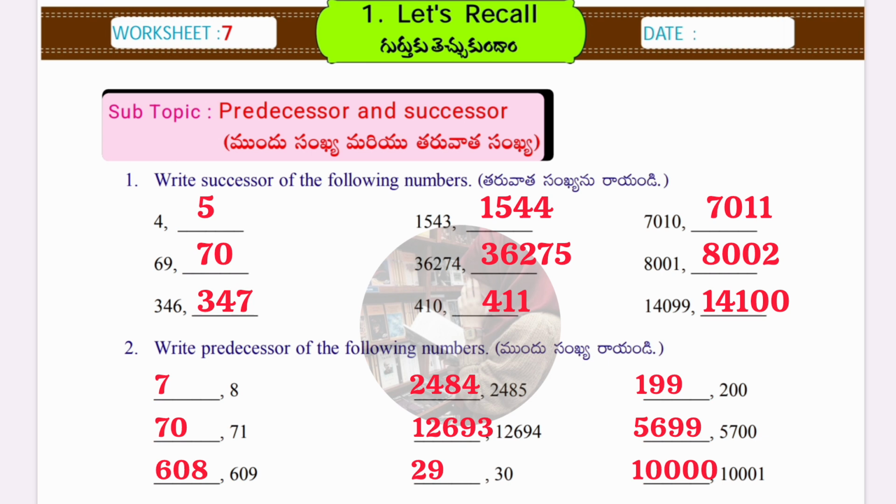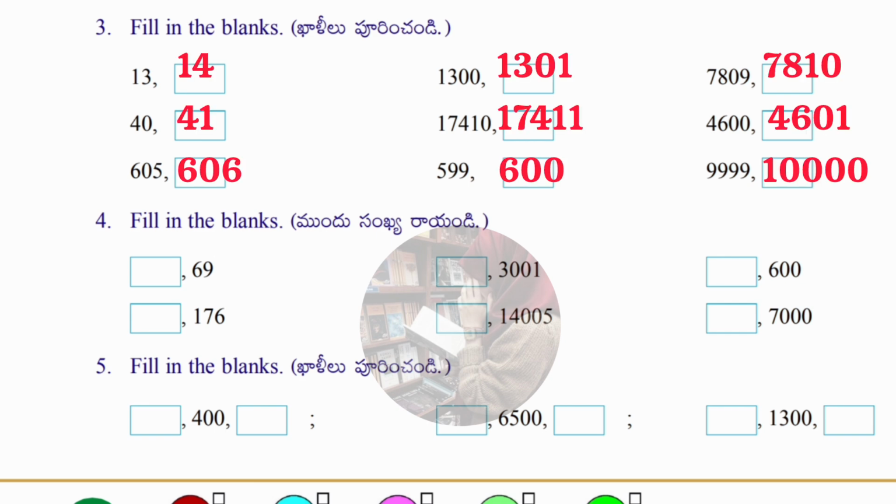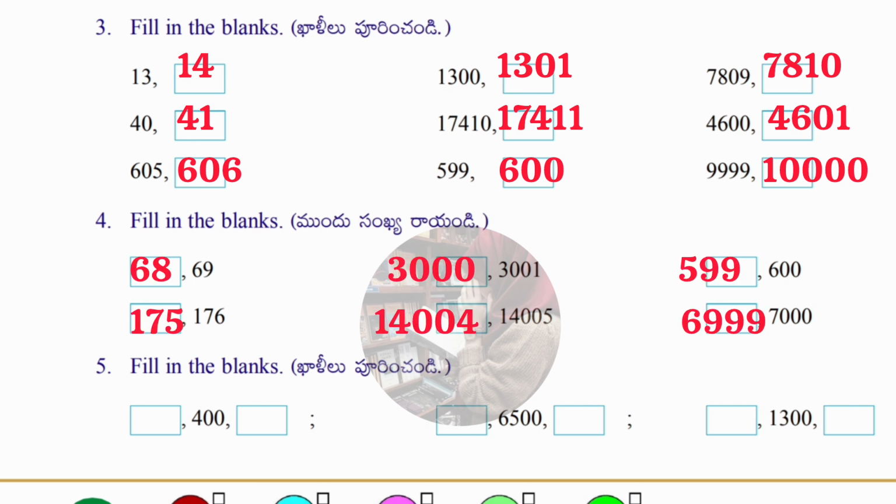And in Roman number 2 we have to write the predecessor, meaning the before number. Before 8 is 7, before 71 is 70, before 609 is 608, like that. Let's see the third Roman, which is fill in the blanks. 13 after is 14, 40 after is 41, 605 after is 606, like that. And in the fourth Roman, we have to write down the predecessor again: 69 before is 68, 176 before is 175, 3001 before is 3000, like that.